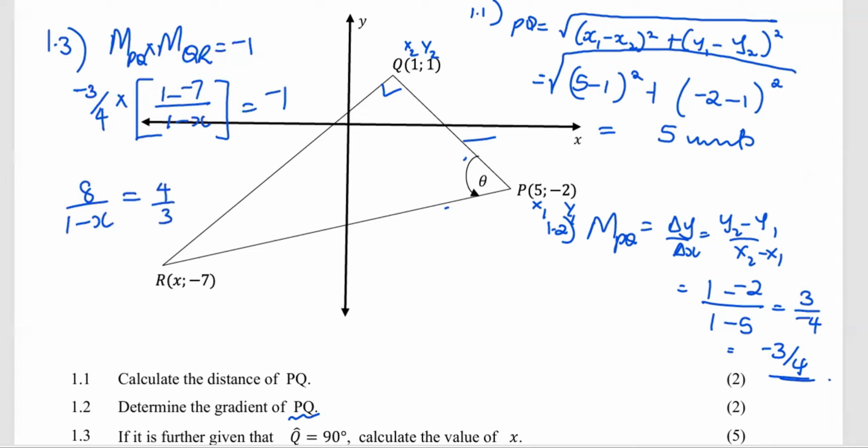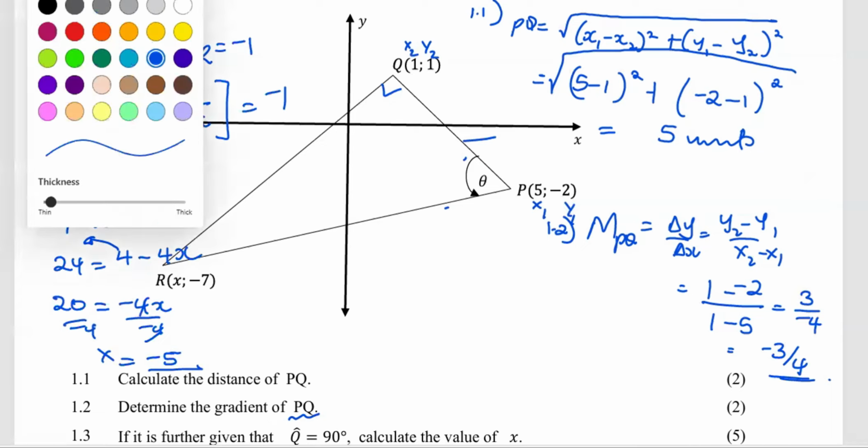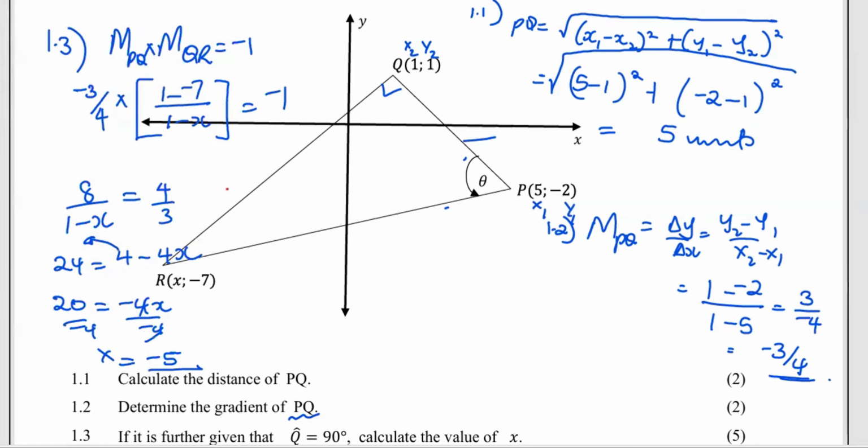We can cross multiply. Okay, so that's going to be 24 is equal to 4 minus 4x. Let's move the 4 that side. We're going to be left with 20 is equal to negative 4x. Divide both sides by negative 4, meaning that our x becomes negative 5. So that is the only thing that we had to do for us to get those 5 marks. We said just cross multiply. Okay, so meaning that x is negative 5.